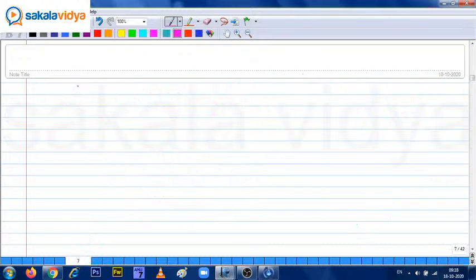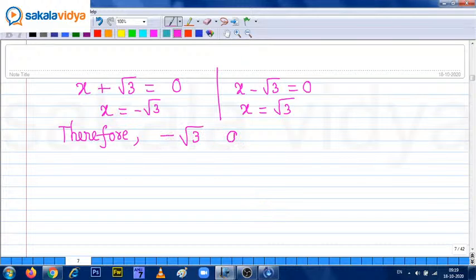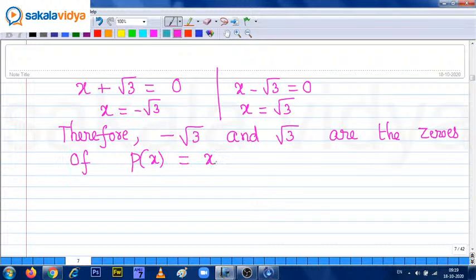So next, x plus root 3 equals 0, and x minus root 3 equals 0. So x equals minus root 3. I need not explain, directly you may have the idea. So therefore we conclude that minus root 3 and root 3 are the zeros of p of x equals x square minus 3.